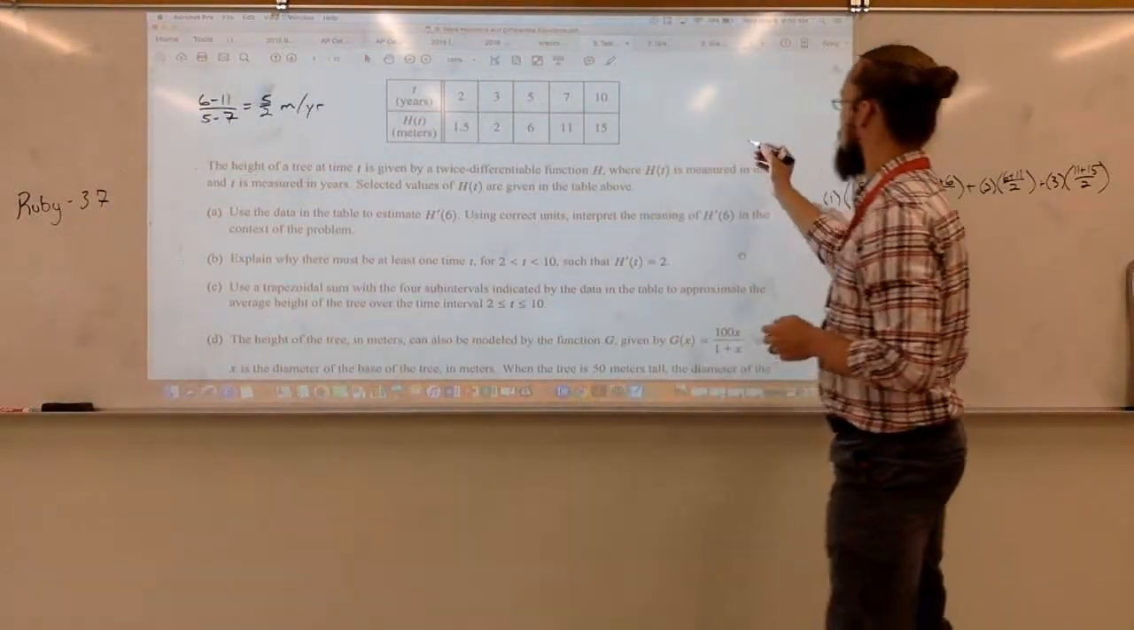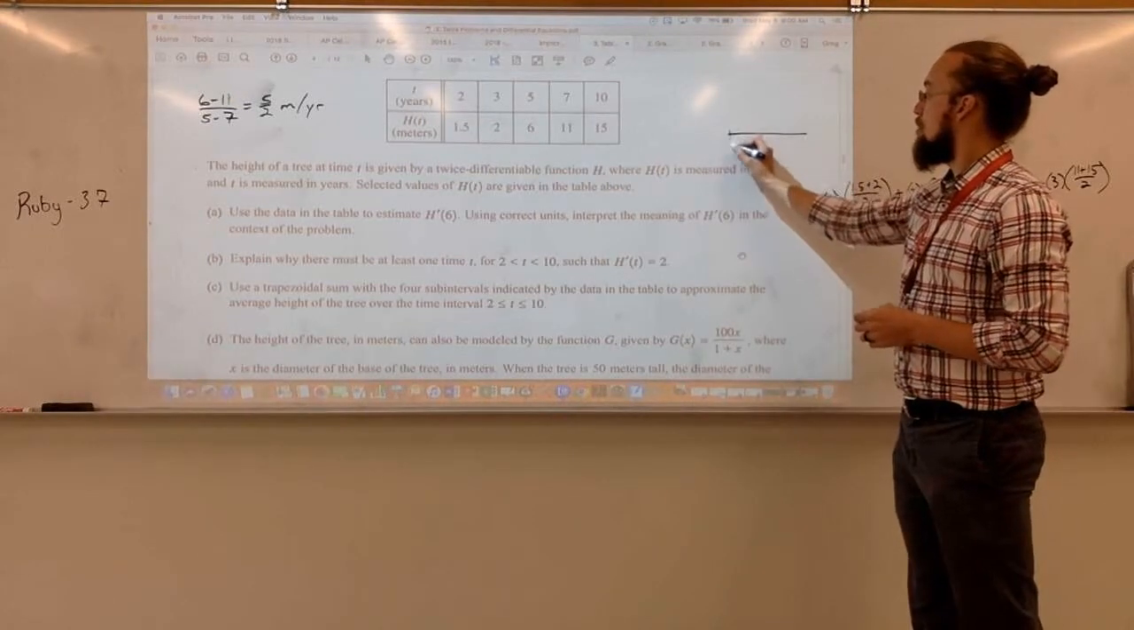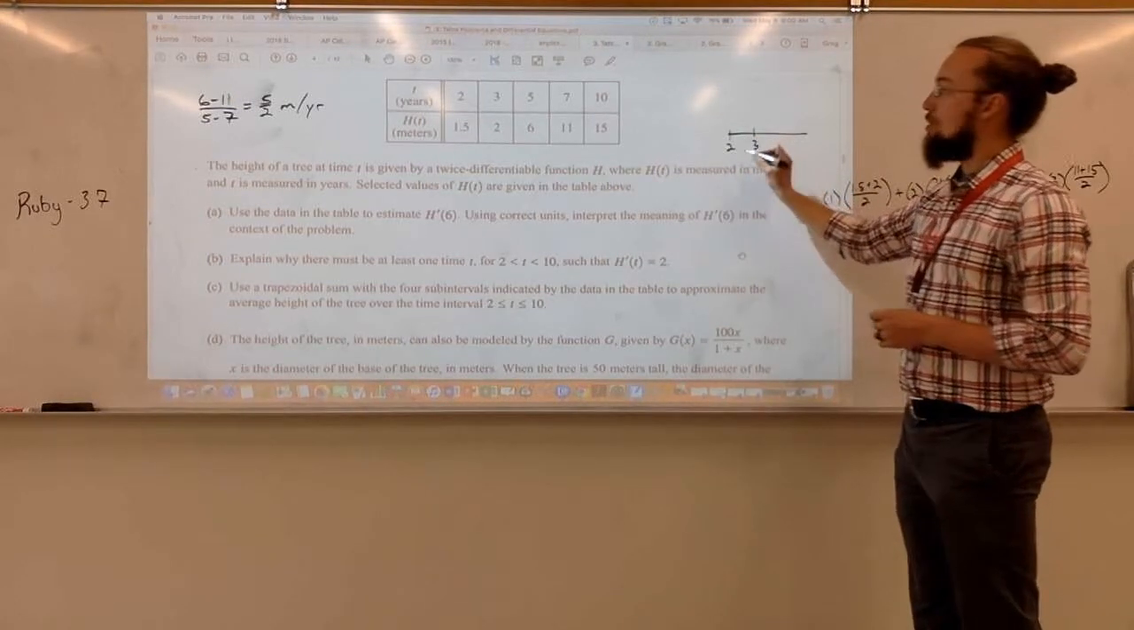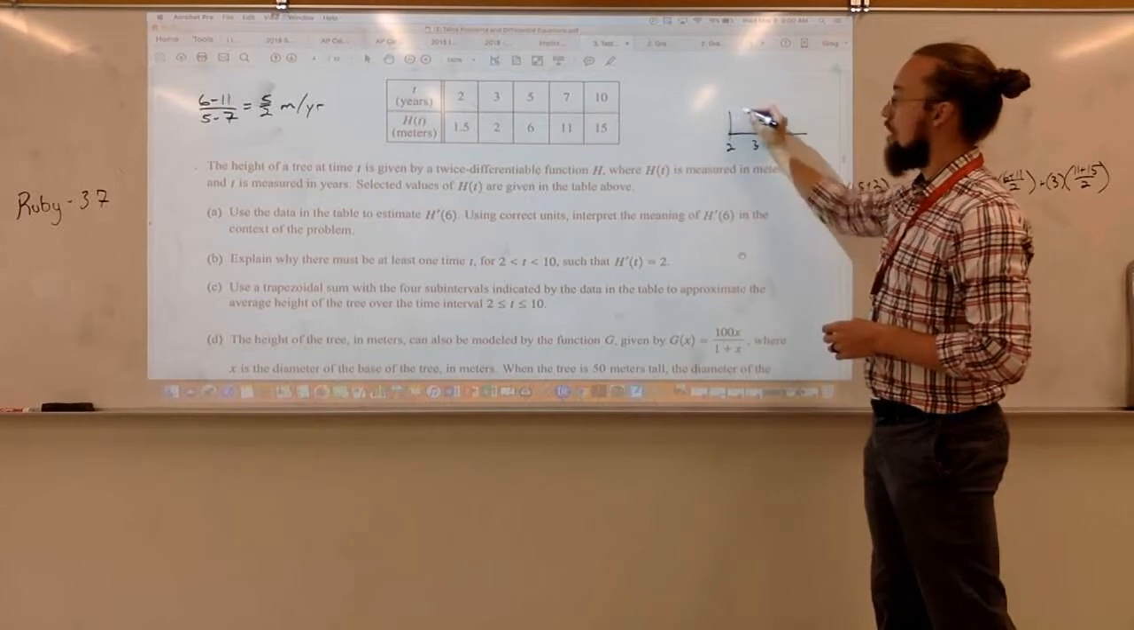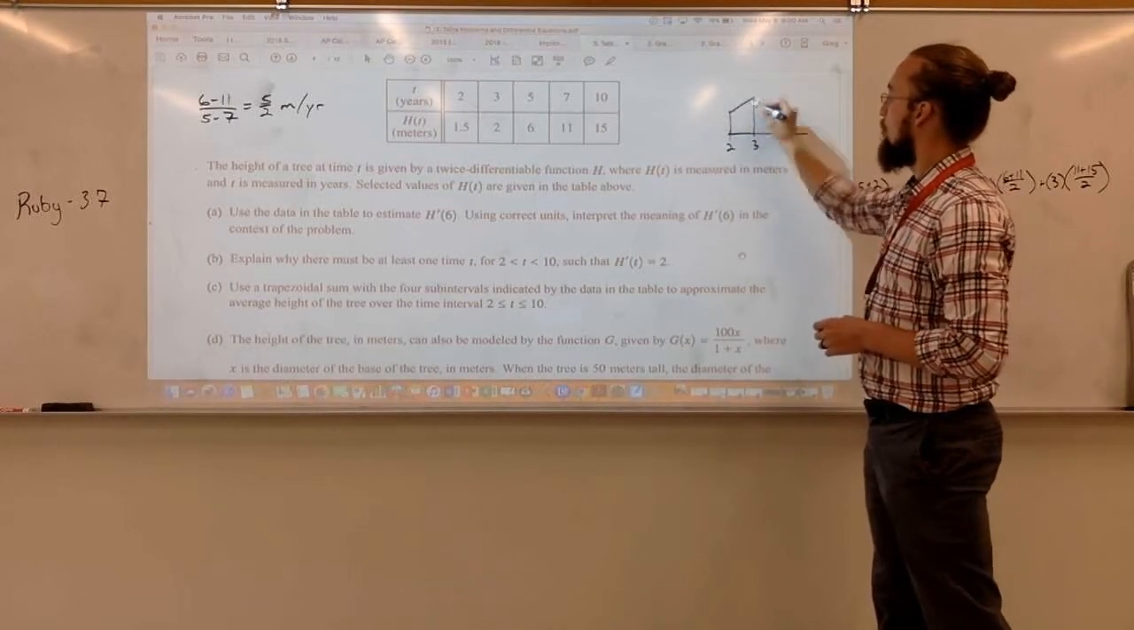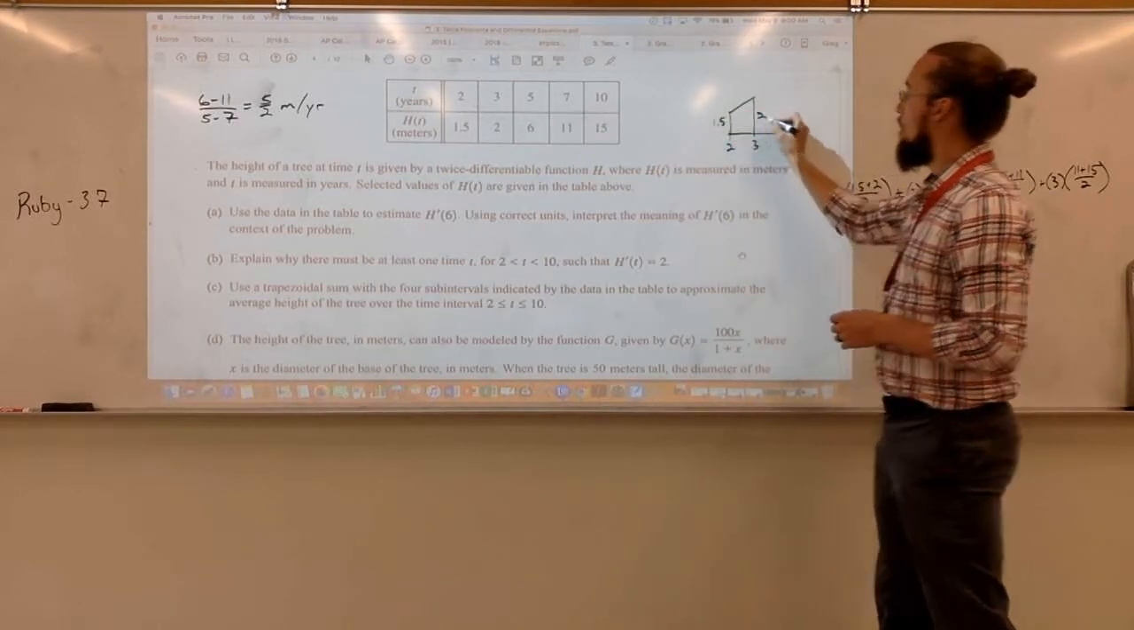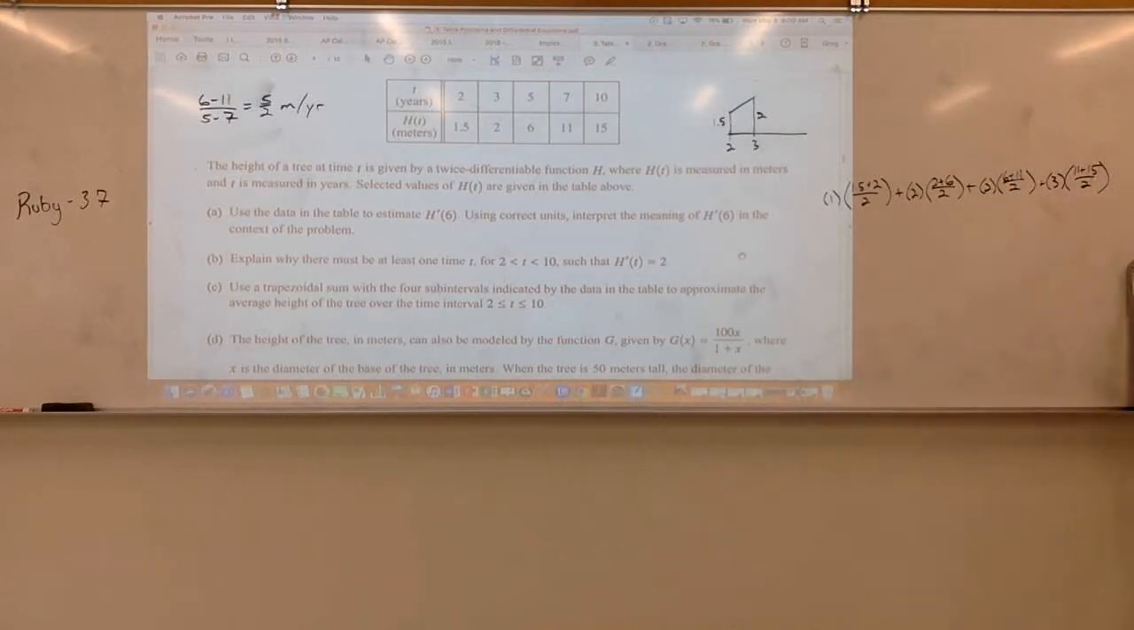Sketch out the situation and say, well, my first trapezoid is going to go between 2 and 3, and has a height of 1.5 and a height of 2, right? It's okay to draw it out, and then find the area from there. If you need to draw it out, that's perfectly fine.